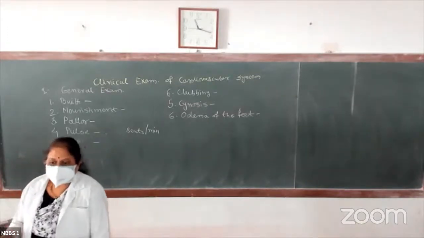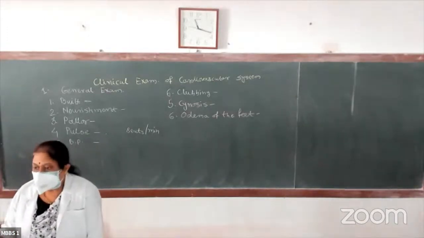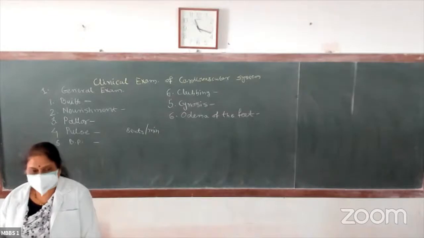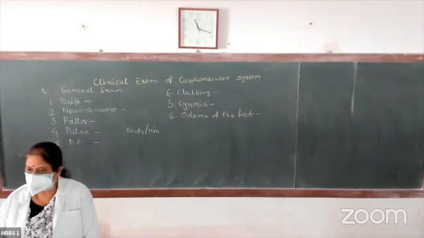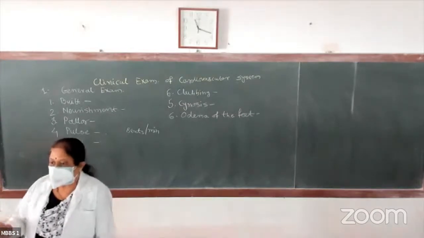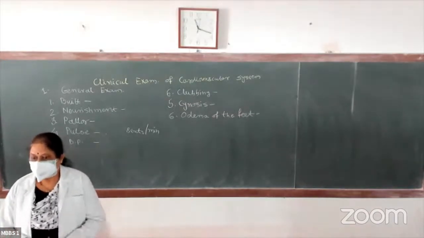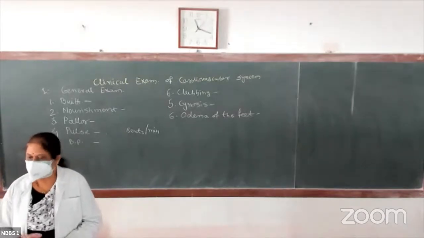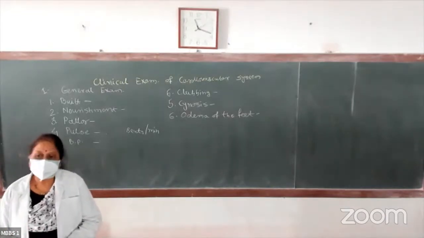So how do we check for edema? On the bony prominence, that is the lower one-third of the leg, on the shin of the tibia, you have to press with the thumb for 30 seconds. If a depression or pit is formed, it is called pitting edema. If there is no depression or pit, it is called non-pitting edema.